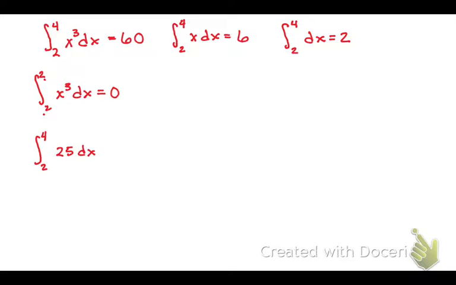Okay. So I have the integral from 2 to 4 of 25 dx. Well, 25 is a constant, yes? And can't I bring constants out in front? Yeah. So I have 25 times the integral from 2 to 4 of dx. Today is all about using and manipulating the rules, guys. So what is the integral from 2 to 4 of dx? 2. So the answer is 25 times 2.